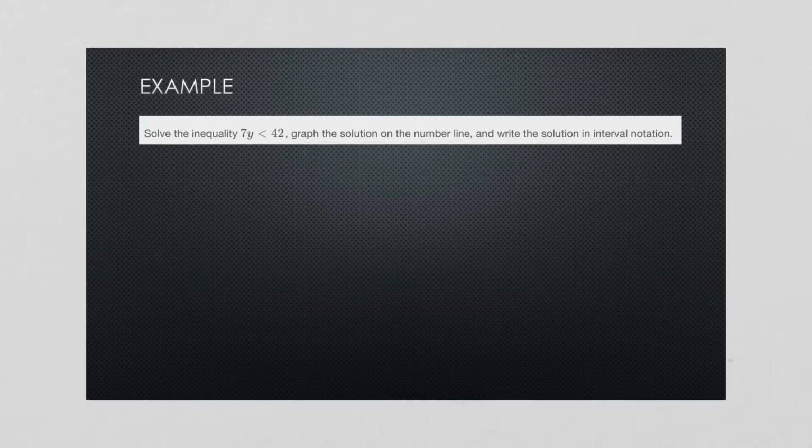Okay, so for this problem, we've got 7y is less than 42. If that were just an equal sign, what you would do to solve this inequality or equation would be to divide both sides by 7. You're still going to do that. We did not multiply or divide by a negative number, so our answer is y is less than 6. So I would draw a number line, and we don't want to write the solution in interval notation. We do want to graph this on a number line though.